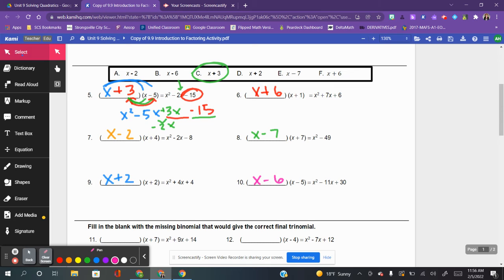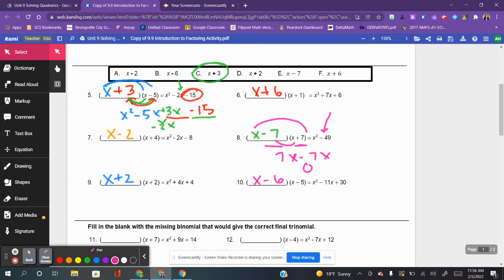Okay, so we should have some answers here. Problem 6 should be x plus 6. Problem 7 should be x minus 2. 8 is x minus 7. There's that one again where I have this minus 7 and this plus 7. And so when I go to distribute and I get plus 7x and this minus 7x, that's going to give me 0 when I combine those, which is why I have this missing x term. Number 9 is x plus 2, and number 10 is x minus 6.